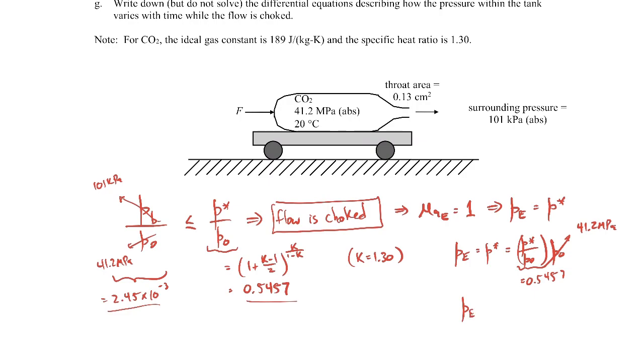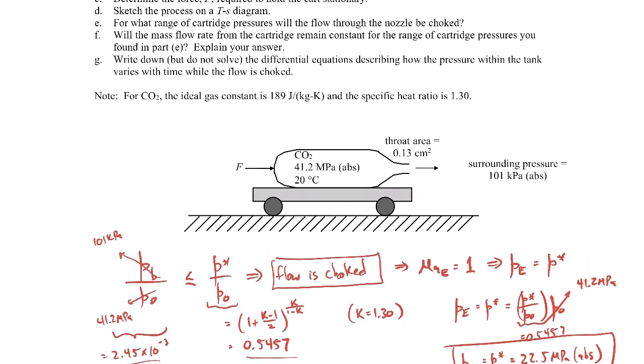So PE comes out to be 22.5 megapascals. And just as a reminder, that's an absolute pressure. All right, so far so good. Let's go back up. That's part A.